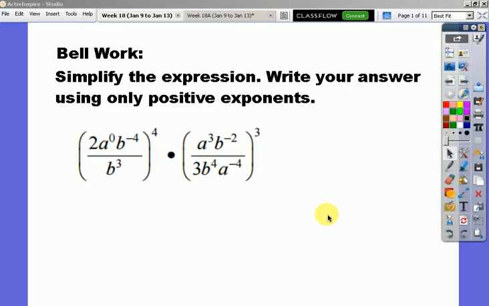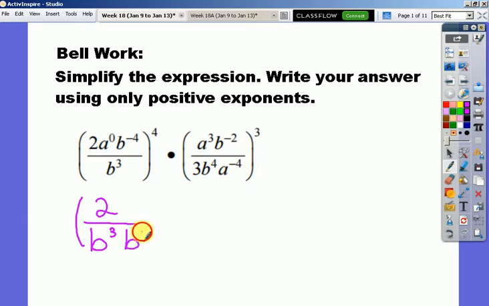So what is the first thing that you did? You could start this a couple of different ways. Yes? You move in the first parentheses, you can move the b to the -4 down. Yeah. So we can move the -4 down. What's a to the 0th power? 1. Right. So I'm going to have 2 divided by b cubed times b to the 4th, all raised to the 4th power.